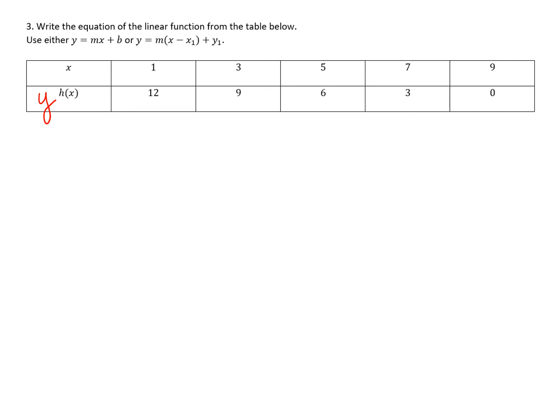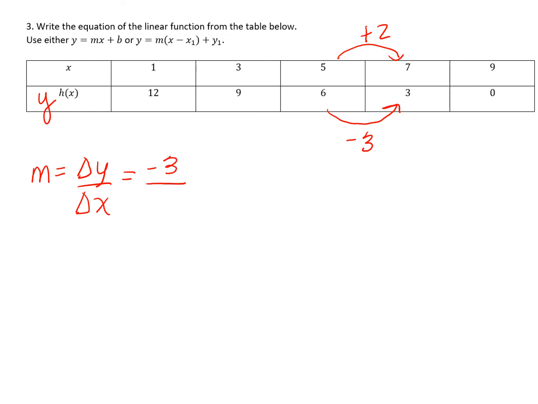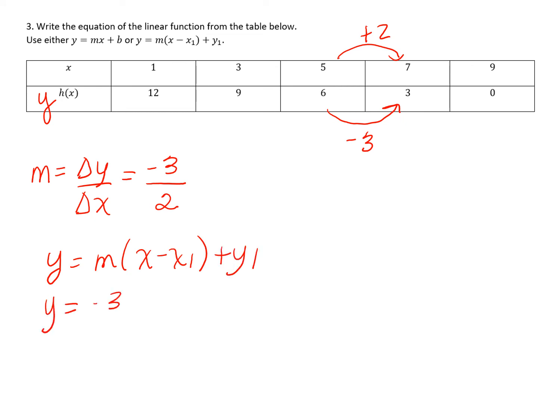And I think I'm going to use these two. So to go from 6 to 3, we are subtracting 3. And to go from 5 to 7, we are adding 2. Again, I could have used any 2 points. So my slope, my change in y over my change in x. The y's were decreasing by 3, while the x's were increasing by 2. And then I think, again, I'm going to use point-slope form. So my slope is -3/2.